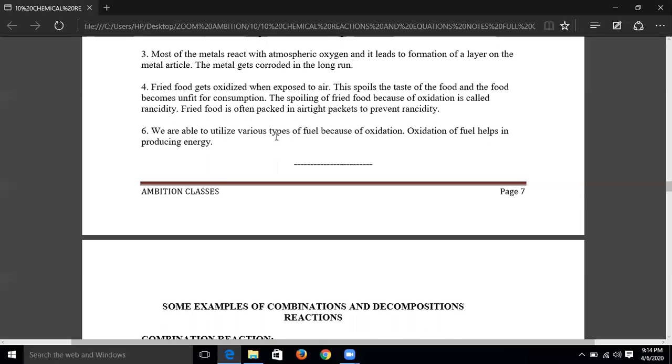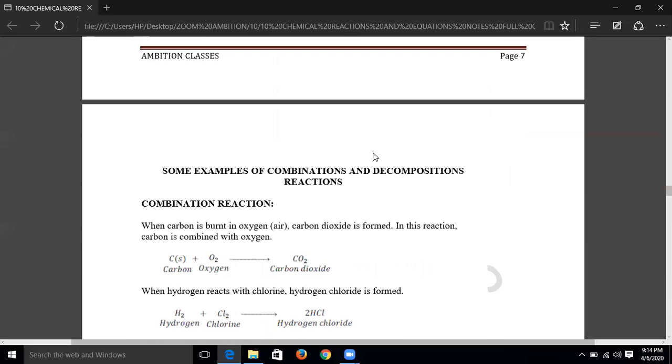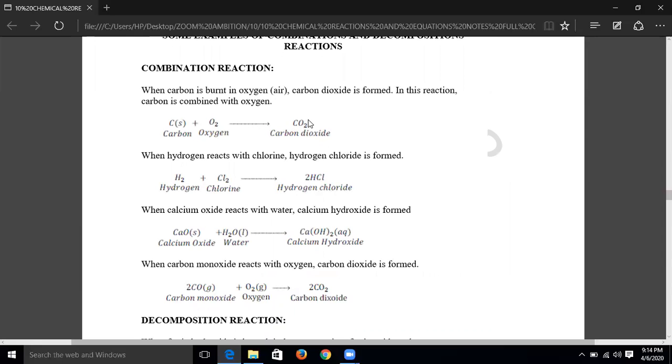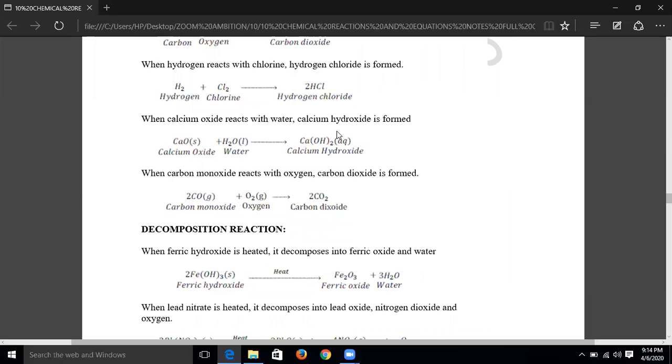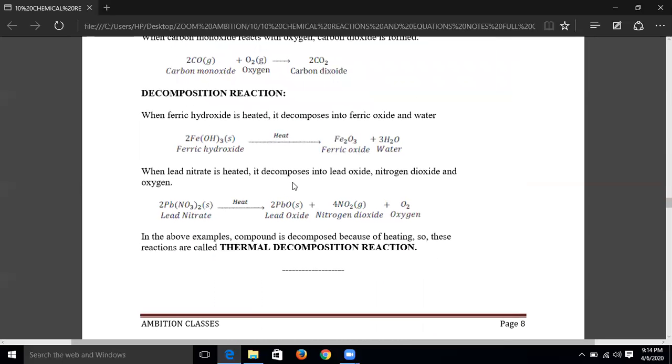We are able to utilize various types of fuels because of oxidation. Oxidation of fuel helps in producing energy. Here are some examples for combination reactions. You can write them down in your notebook, and these are examples of decomposition reactions.